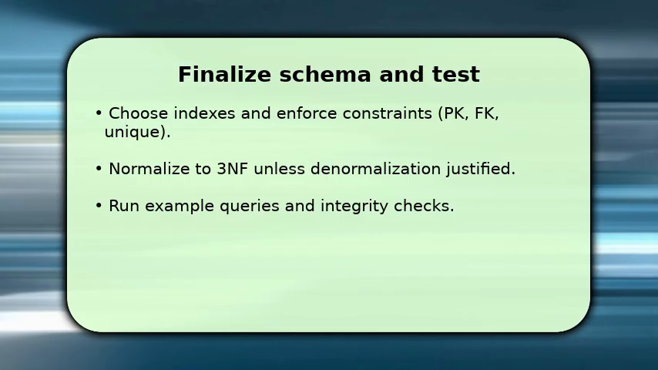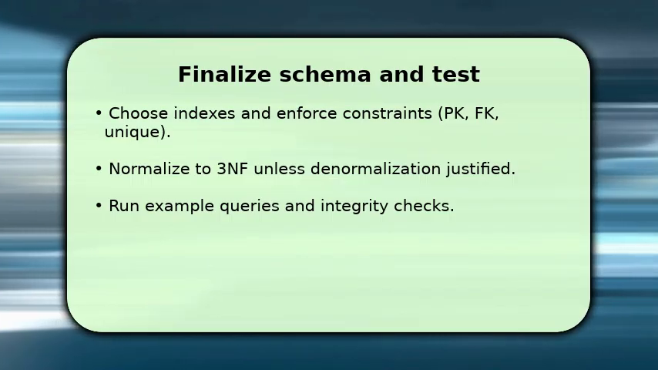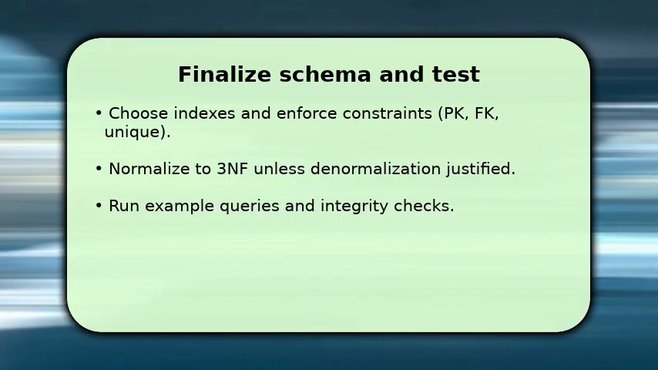Then validate by running representative queries, insert/update/delete tests, and check cascading rules. If something breaks, first verify FK mappings and data types, then look for missing keys or incorrect cardinality. Fix it.